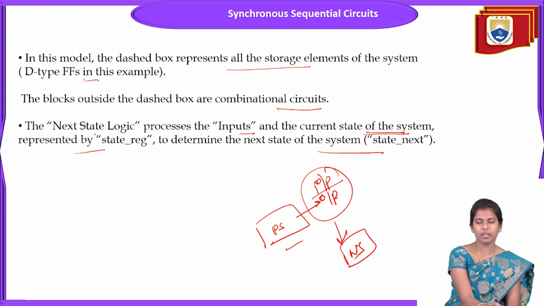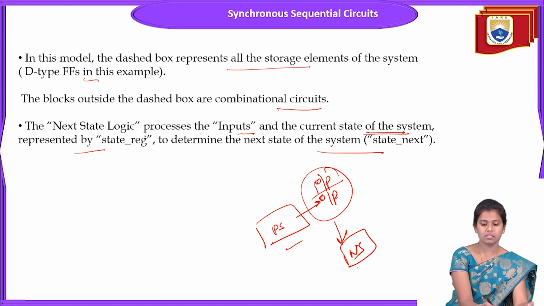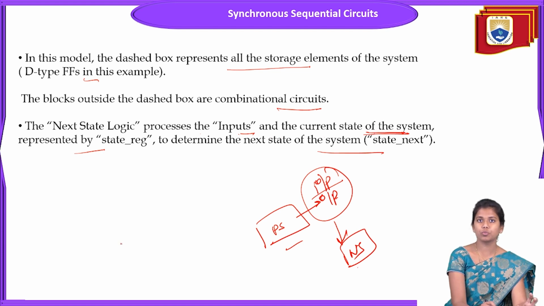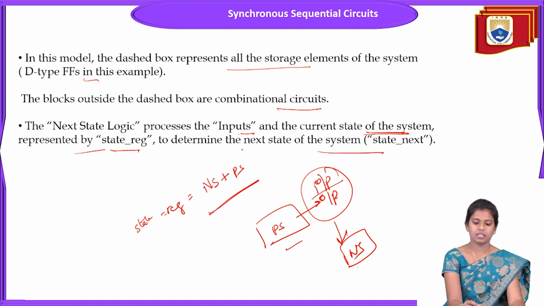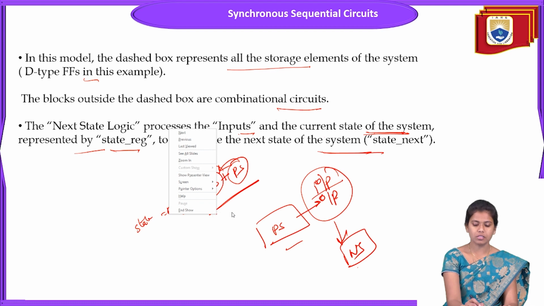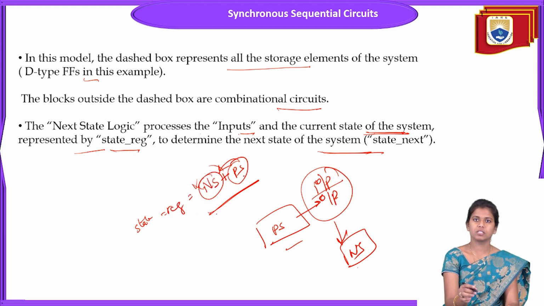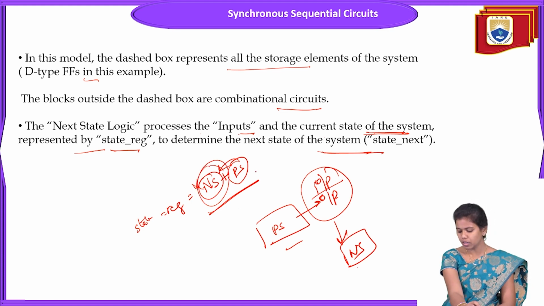So the statement clearly says that the next state logic processes the inputs and the current state of the system, which we present with the state register. The state register consists of the information present in the next state as well as the present state, and the next state is interlinked with the present state. In order to determine the next state of the system, we obviously need the output of the present state given as feedback to the next state. That's how the next state is determined.